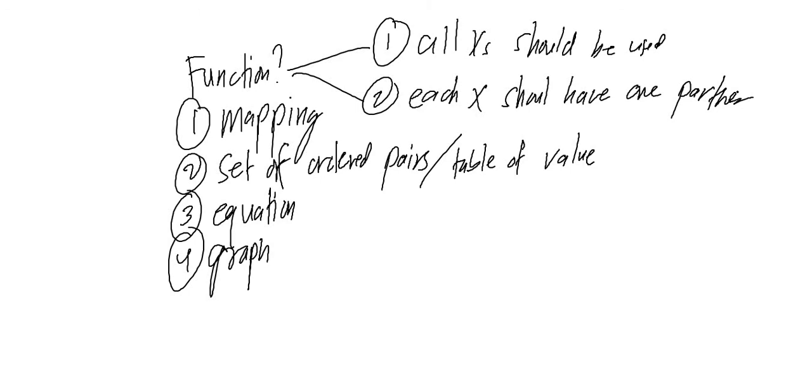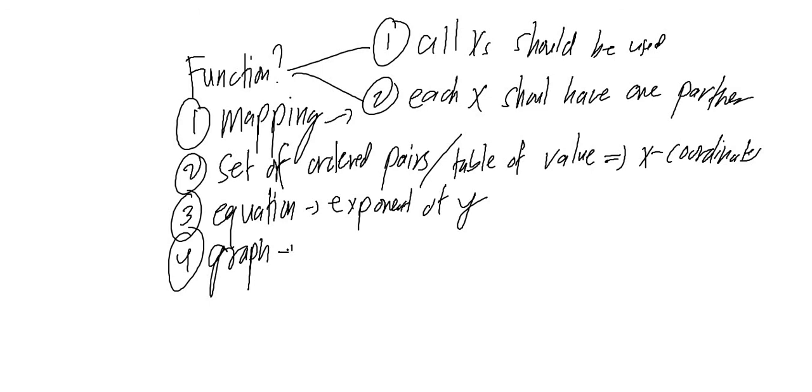And we will be having different ways of knowing whether the relation is a function. The mapping is directly using the definition. The set of ordered pairs and the table of values rely on the x coordinates. The equation relies on the exponent of y. And the graphs rely on the vertical line test.